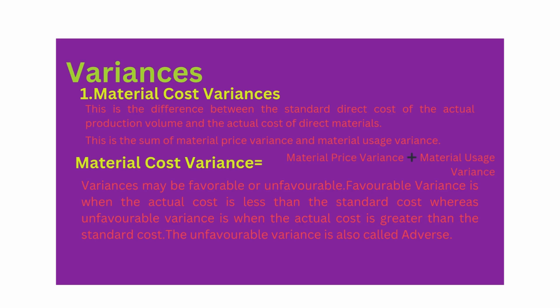Let's start with material cost variance. Material cost variance is the difference between the standard direct material cost of the actual production volume and the actual cost of direct materials. To get material cost variance, this is the sum of material price variance and the material usage variance.